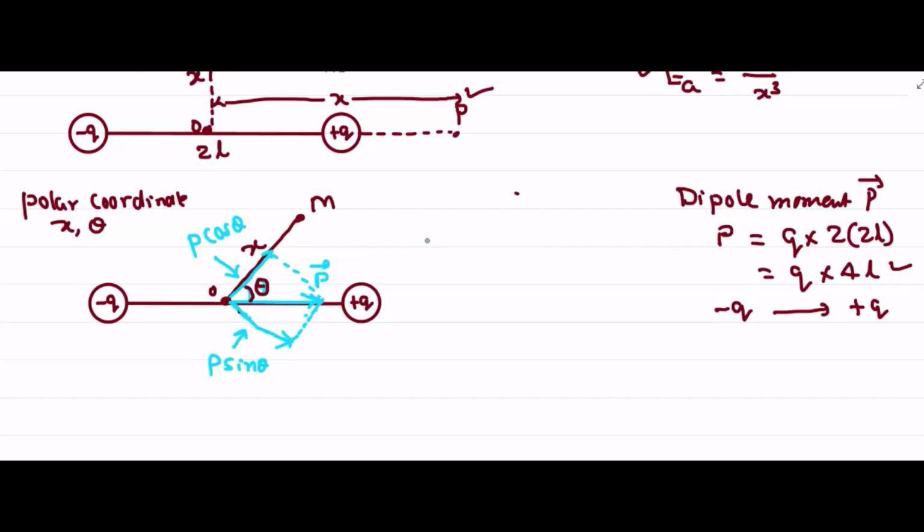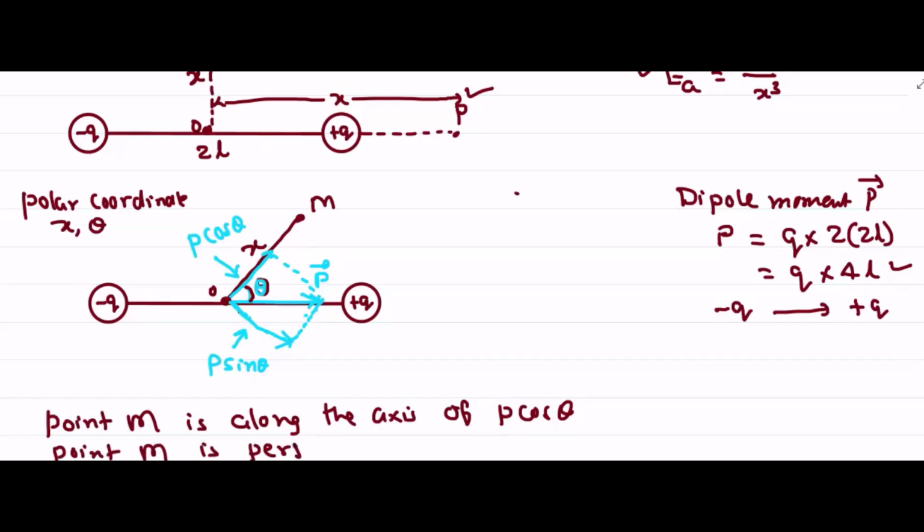Okay, now a very interesting thing emerges. If you look at this diagram closely, you will see that point M is along the axis of p cos theta, and point M is perpendicular to p sin theta. You can clearly see that this is p sin theta, so let me extend this line. So you can see point M is perpendicular. This is exactly 90 degrees over here, perpendicular to the line of p sin theta. And for p cos theta, it is along this.